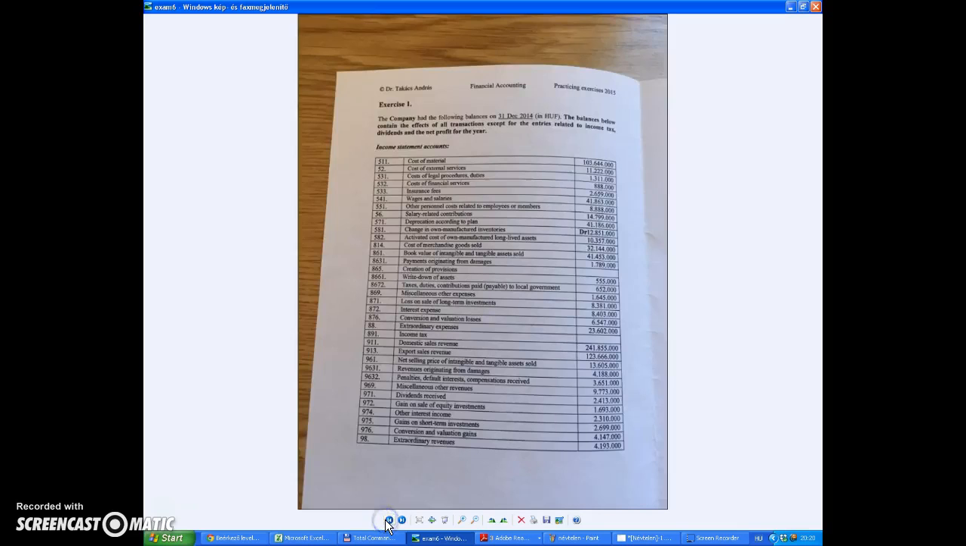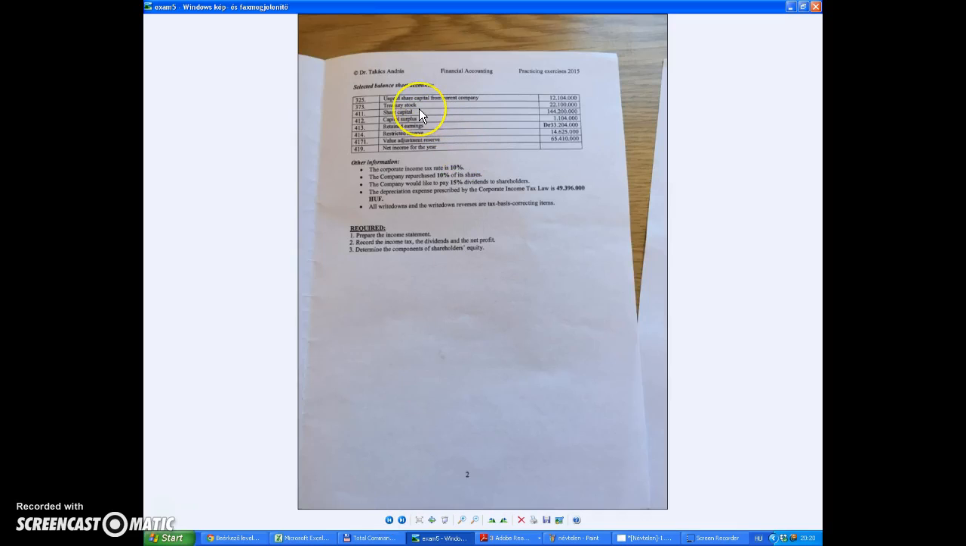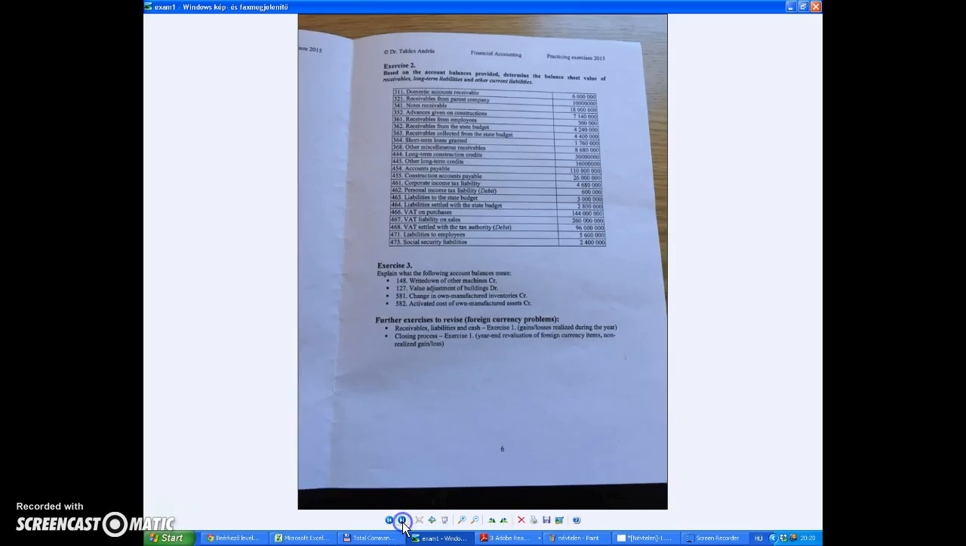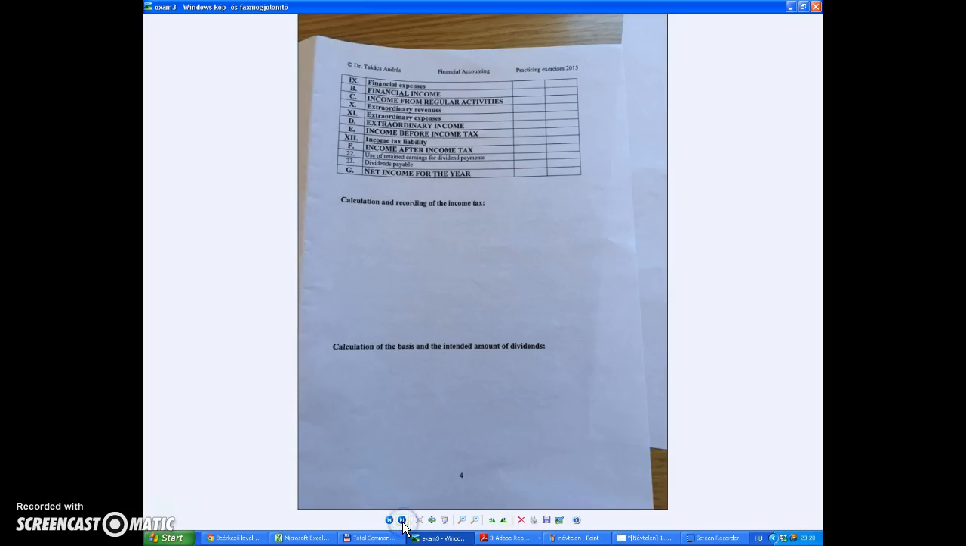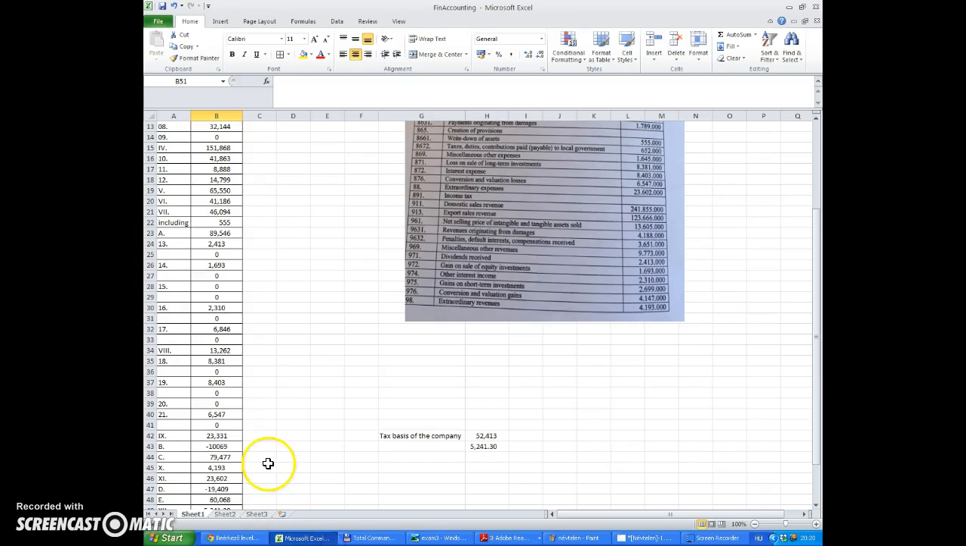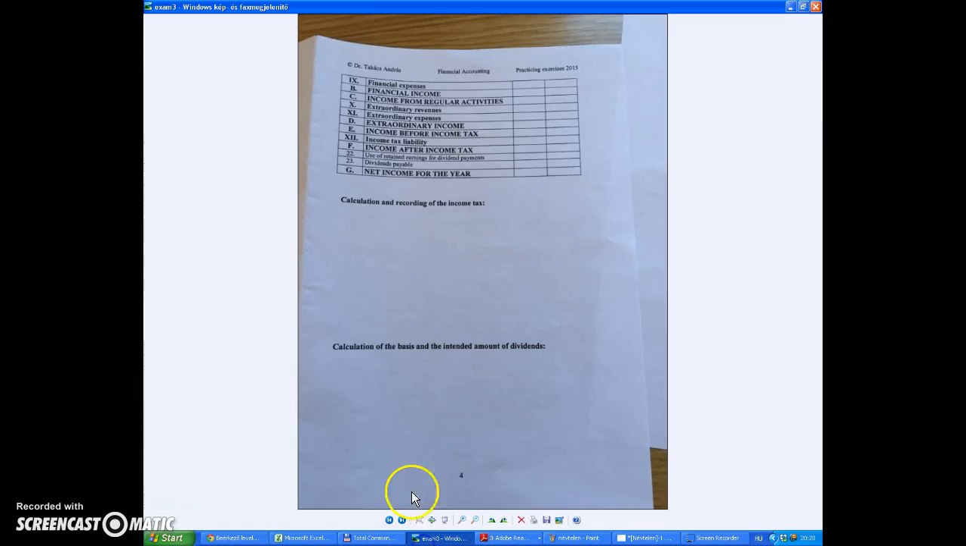We can go here and we can see that the retained earnings, which is here, has a debit account, and if it has a debit account, this means that it is negative. The company has a negative amount of profits from previous years, so it can't be used to pay dividends. So the basis of dividends is basically the company's profit in this year, which is this amount, profit after tax.